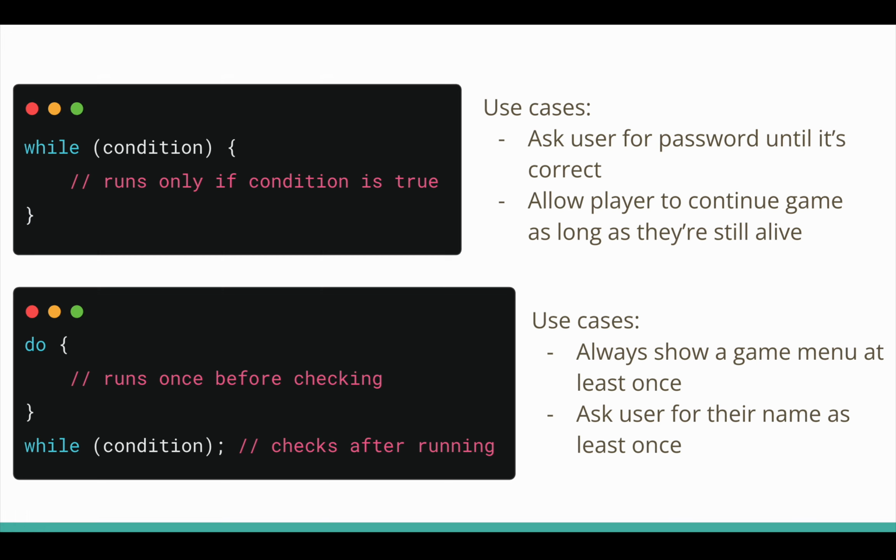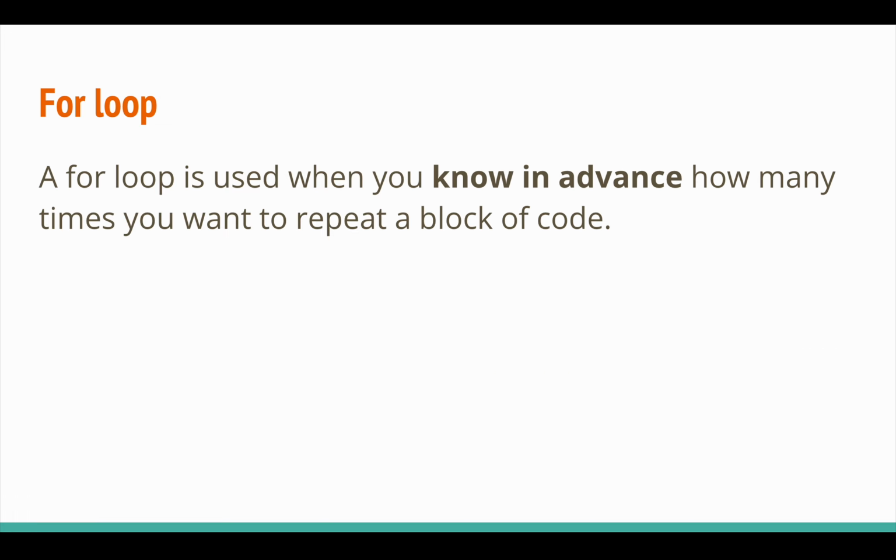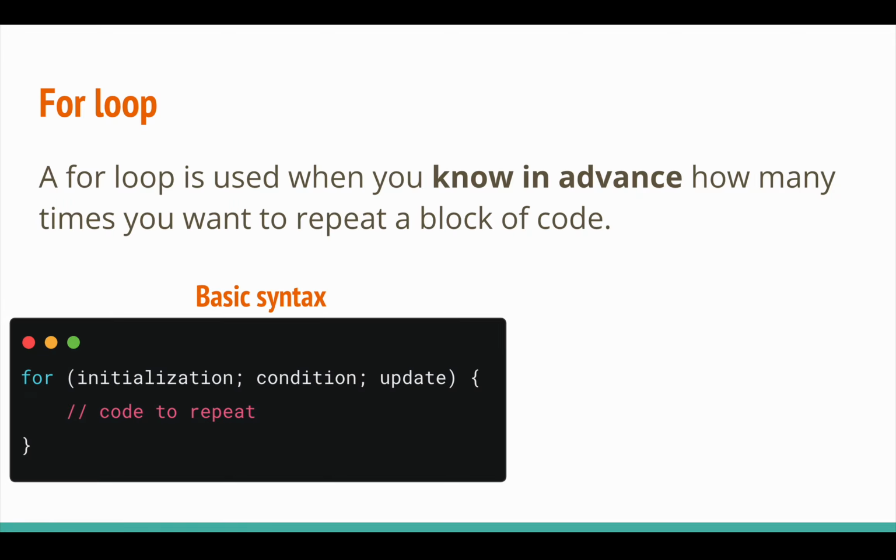or you want to ask the user for their name at least once. And a for loop is used when you know in advance how many times you want to repeat a block of code. So that's like the initialization part with the counter and everything. The basic syntax is the following, where you have the initialization followed by a semicolon, then the condition, semicolon, and then the update, which is the increment or the decrement. And then within here, you have the code to repeat.